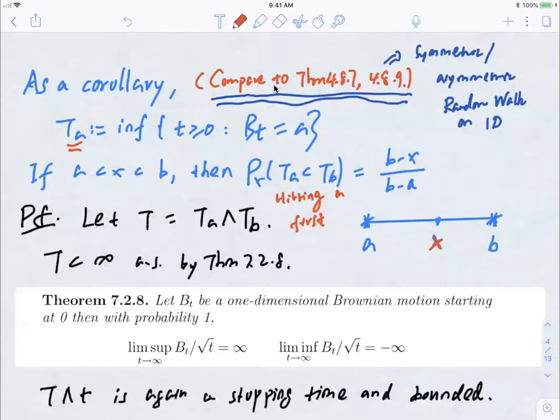The Brownian motion hitting A first. So then the probability is equal to this over this, right? So the probability is proportional to the length, B minus x over the whole length. This makes sense: if A is closer to x, it is easier to exit this interval from A. So this makes perfect sense, because the Brownian motion is symmetric.